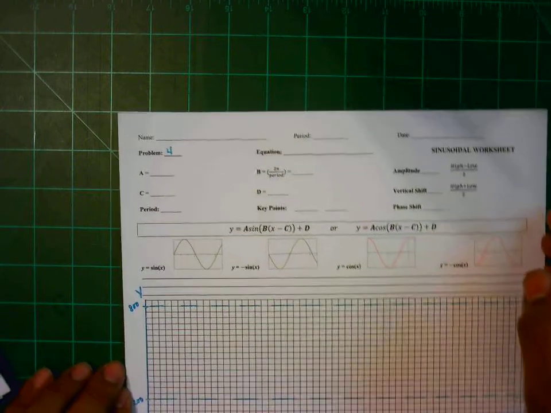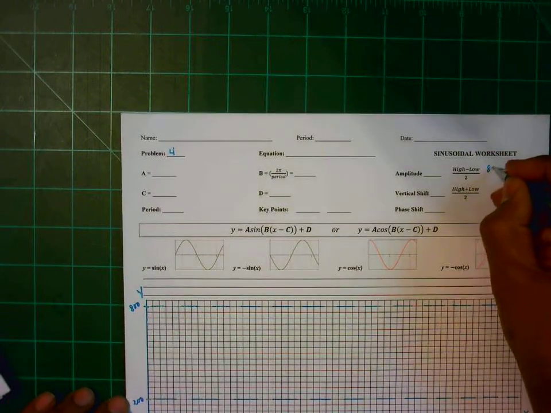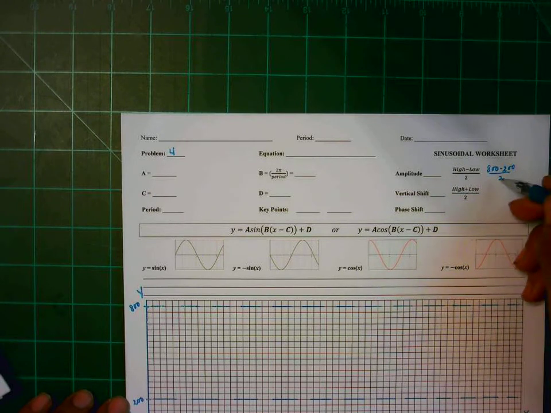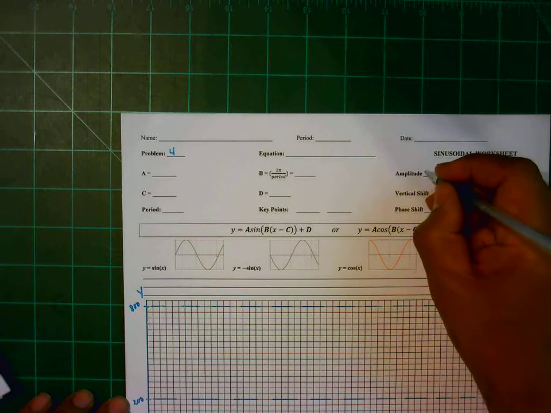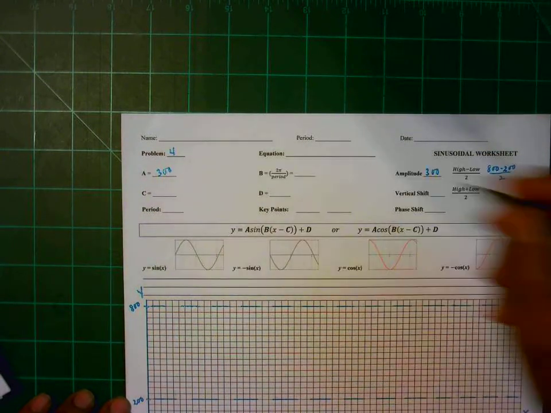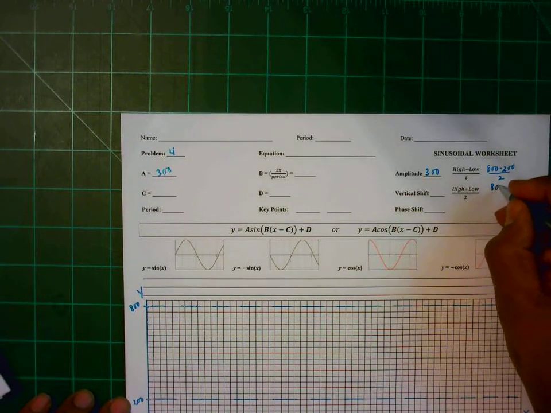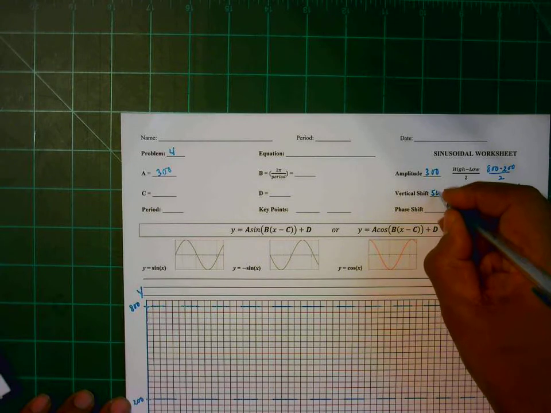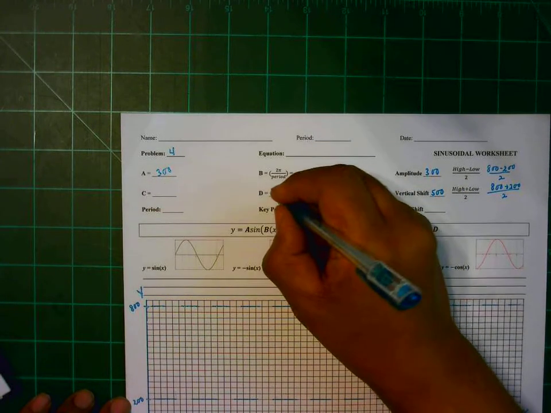Let's find the amplitude. The amplitude is 800 minus 200 divided by 2. Well, 800 minus 200 is 600, divided by 2 is 300. So A is 300. The vertical shift is 800 plus 200 divided by 2. Well, that's 1,000 divided by 2, so this is 500. So D is 500.